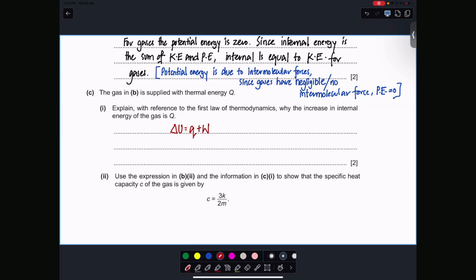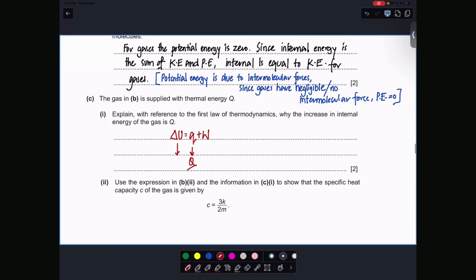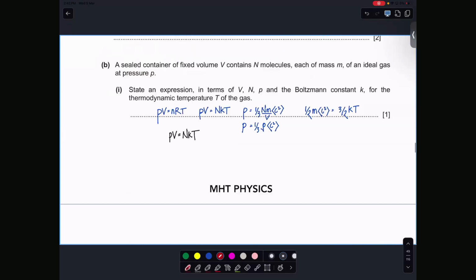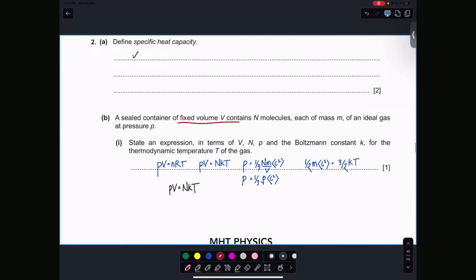And here it says the gas is supplied with thermal energy Q. That means it is Q. And they said that with reference to the first law, why is the increase in internal energy only Q? So the change that happens, why is it only Q? They're saying there's no change in volume. Oh, okay, fixed volume. Yes, very good.